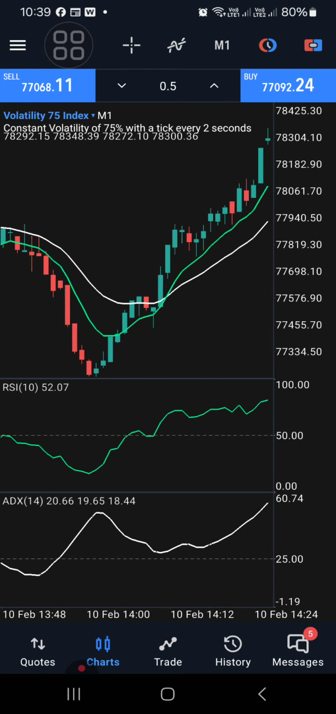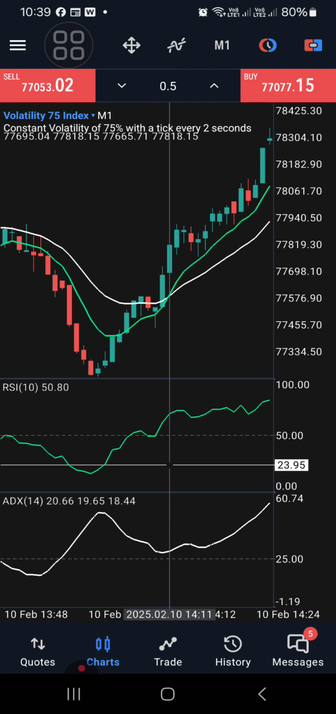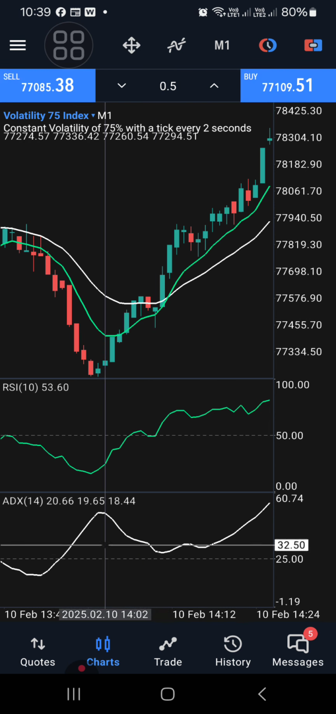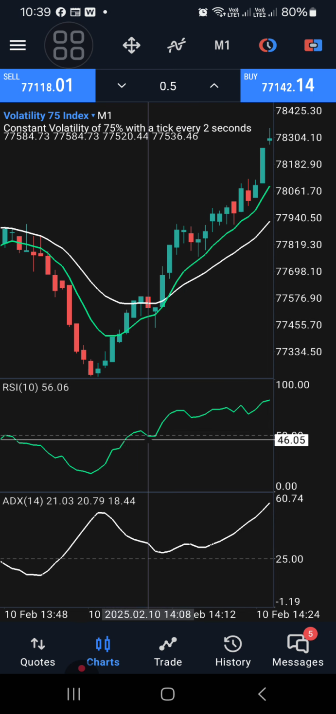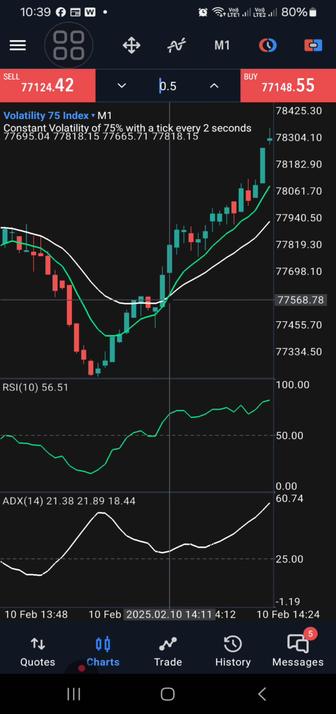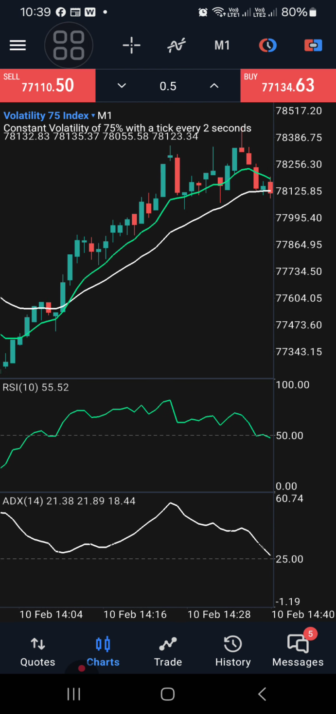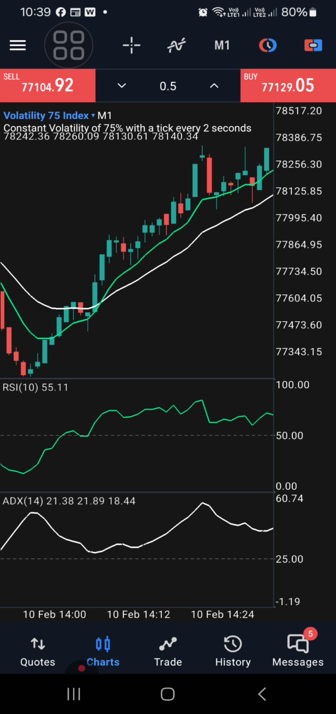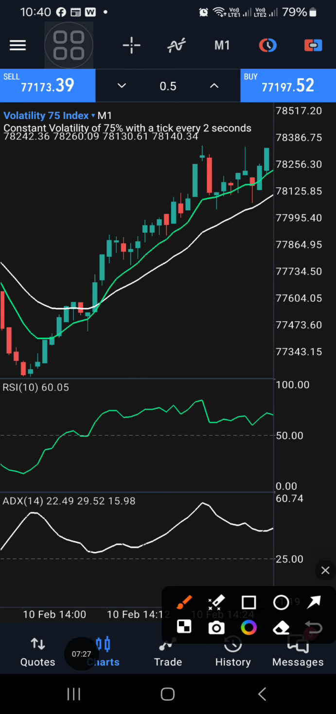So let's look at an example where this was implemented. Here, we have the ADX at this particular level above the level 25, and we also have the RSI above level 50. Then we wait for a crossover on the main chart like here. Then we're going to be buying this particular asset. After all these conditions were met, you can see price started to move upwards. So basically, that's how this particular strategy works.